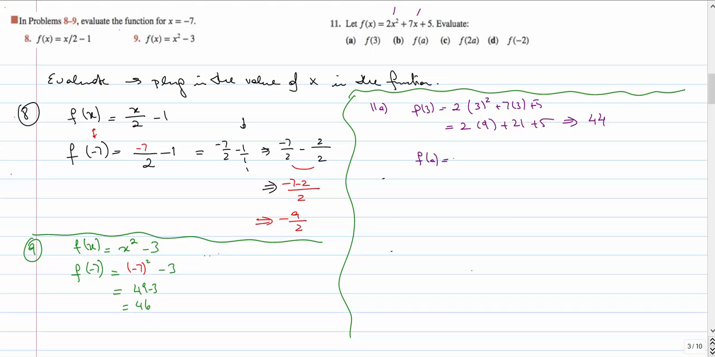F of a, again the same thing, wherever I see x, I substitute a. So 2a squared plus 7a plus 5. I can't combine these more, so this is my final answer. For me to be able to combine, I would need another same term, like 7a and 4a. For you to be able to combine, you need to have the same variable.